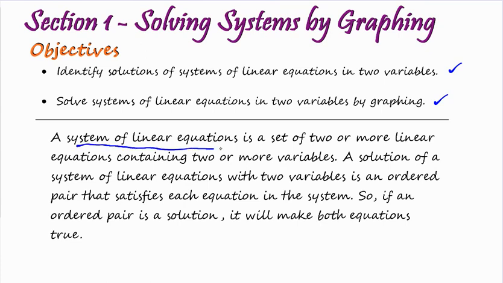A system of linear equations is a set of two or more linear equations containing two or more variables. A solution of a linear system with two variables is an ordered pair that satisfies each equation. When we say it satisfies each equation, that means if you plug the point into the equation, it'll be true, and it must create a true statement for both equations. If so, the ordered pair is called a solution, and it will make both equations result in true statements.